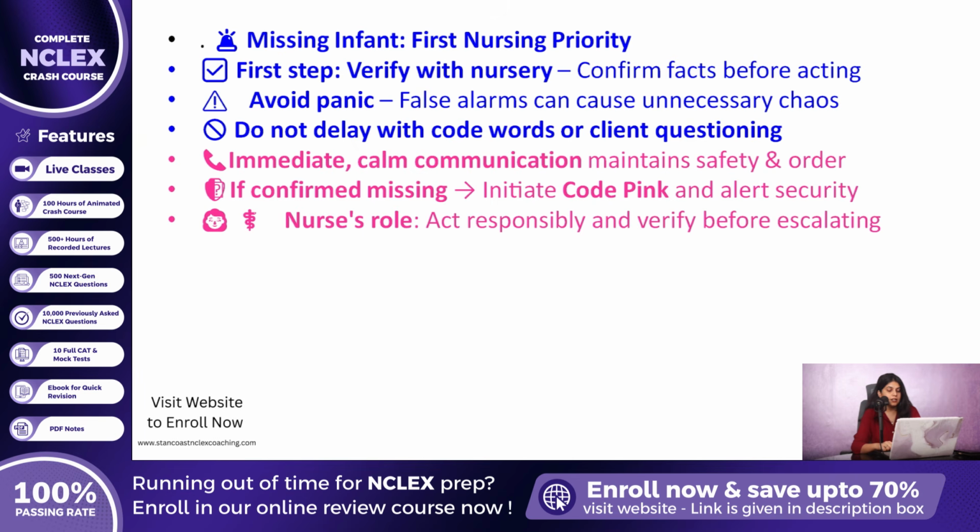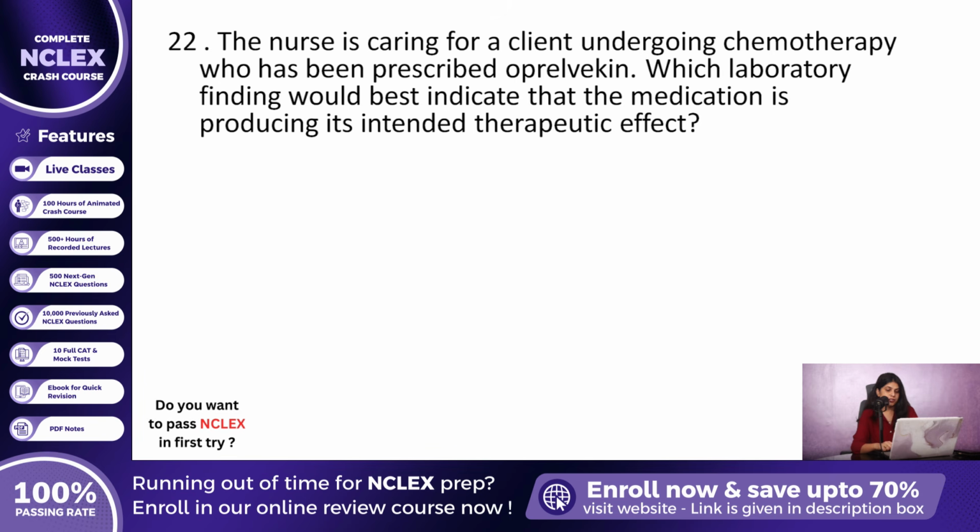Question 22. Let us move into oncologic pharmacology with a question involving chemotherapy support. The nurse is caring for a client undergoing chemotherapy who has been prescribed Oprelvekin. Which laboratory finding would best indicate that the medication is producing its intended therapeutic effect?